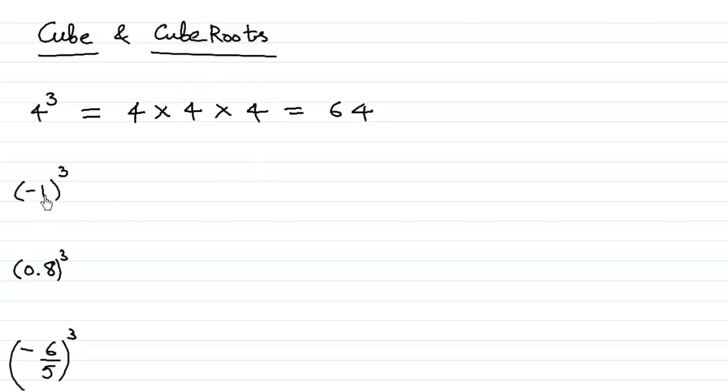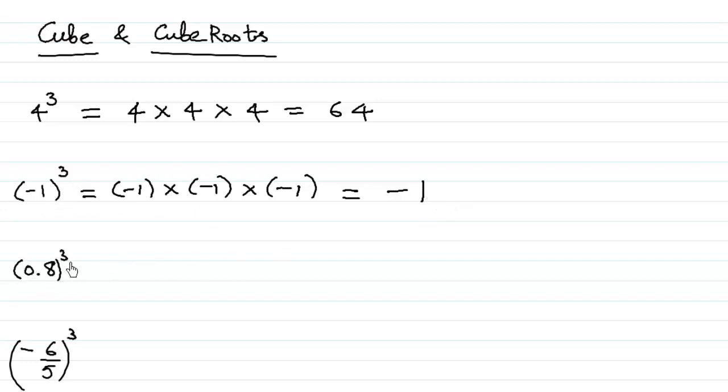In the same manner, minus 1 cube, or negative 1 cube, is negative 1 multiplied by negative 1 multiplied by another negative 1. 1 1 is 1, multiplied by another 1 is still 1. And we know negative and negative is positive, and positive and negative is negative. So 3 negatives remain negative. So we can also deduce that the cube of a negative number will remain negative.